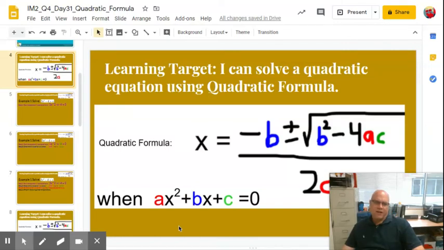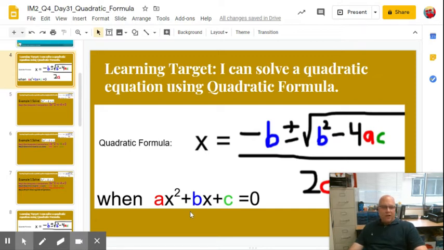All right, our learning target today is: I can solve a quadratic equation using the quadratic formula. So in our class so far, we've learned two methods for solving quadratics. We learned how to solve them using the square root method, and that worked when we had standard form and the b value was 0, and also worked when we were given vertex form, so I had a binomial square equal to a number. We could take the square root of both sides and solve.